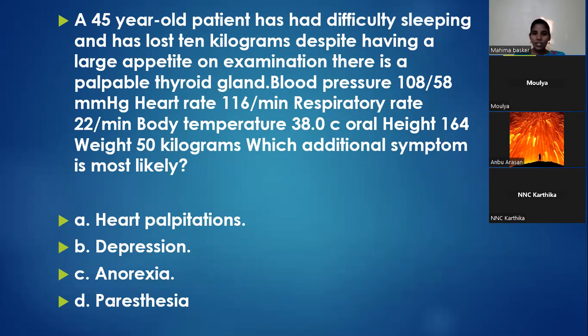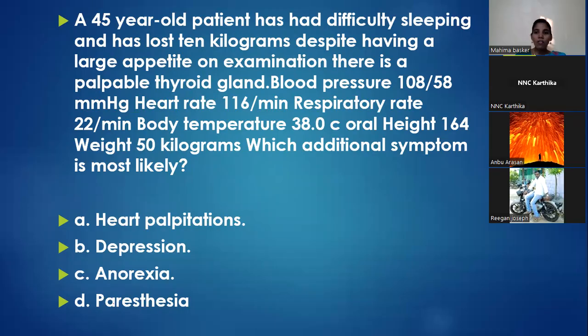So what is the disease condition? Difficulty in sleeping, a large appetite, and a palpable thyroid gland. It is most likely hyperthyroidism. So the symptoms are related to hyperthyroidism. There is so much craving for food, a large appetite, but they are not gaining weight. Weight loss is there in hyperthyroidism because of hypermetabolism. So what will be the next symptom? Will depression come? No, depression comes for the hypo patient.